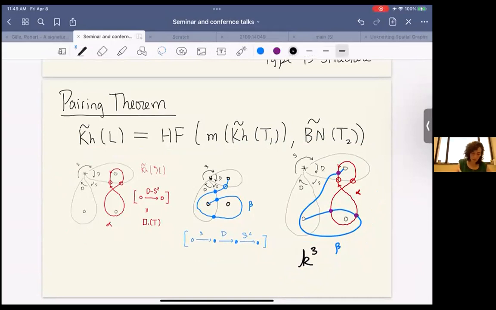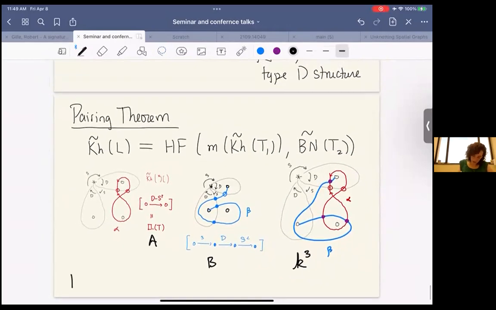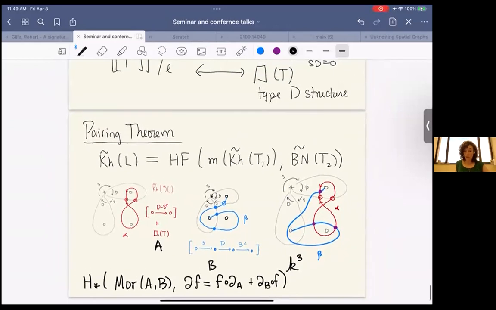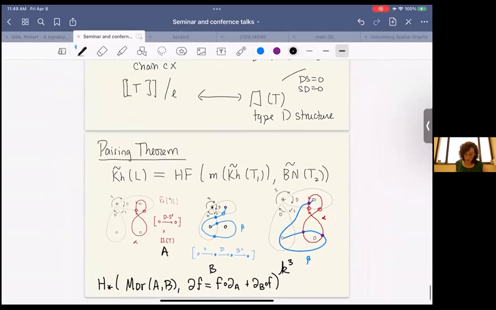So here we have some sort of complex that we'll say is A, and here we have some sort of complex B. If you want to calculate the homology of this, you're looking at H star of the morphism space from complex A to B, with differential defined by defining the differential on a map F. So that's boundary F is going to be F composed with the boundary on A plus boundary B composed with F. And you're taking homology with respect to this differential. And if you have large complexes, that is hard to do by hand.